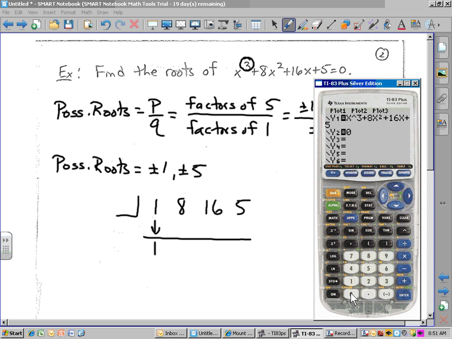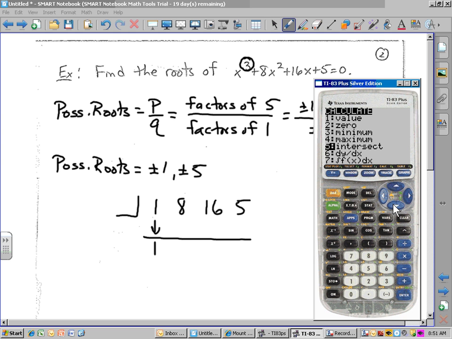Let's first go to the graph. It's a nice cubic. We can see it's crossing 3 times. Looks like to me it's crossing at -5. This one in the middle, not so easy to see, and this one's not so easy to see. So let's go ahead and calculate. Second trace. Now, this is where I was talking about the intersection.